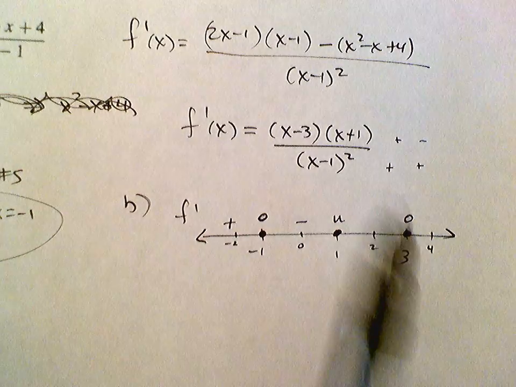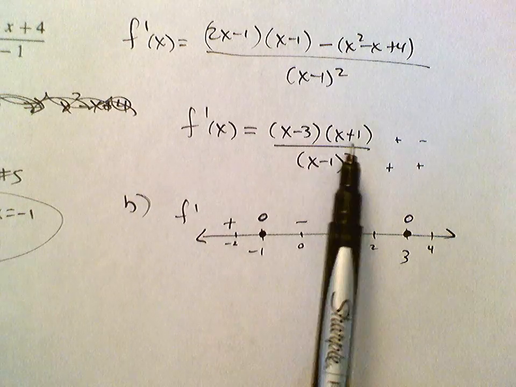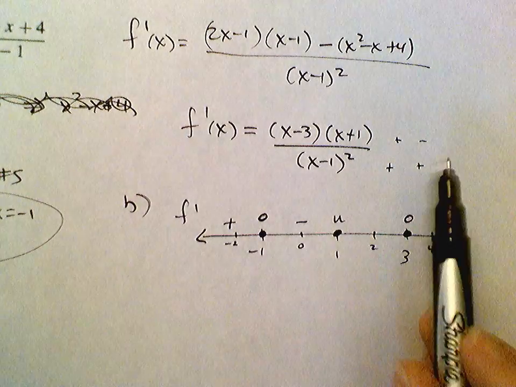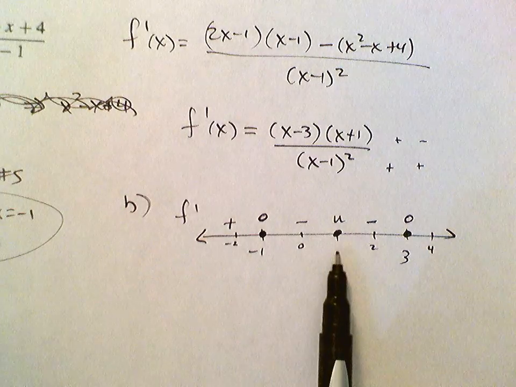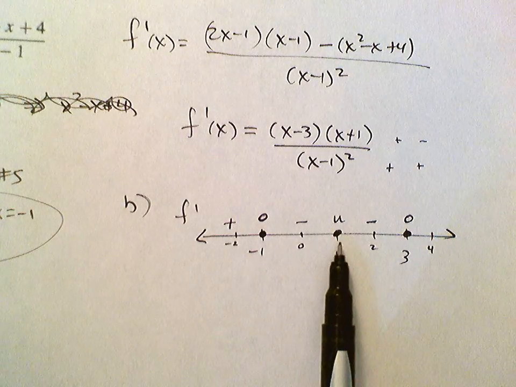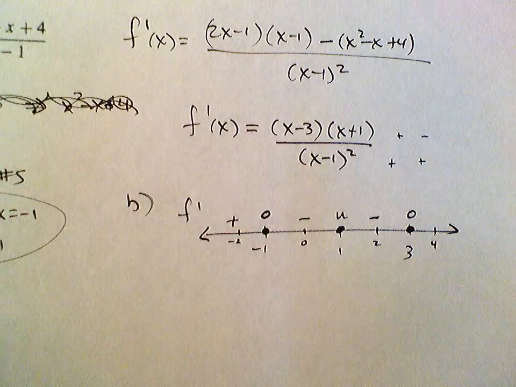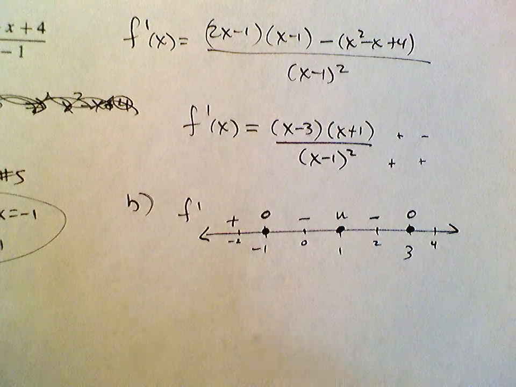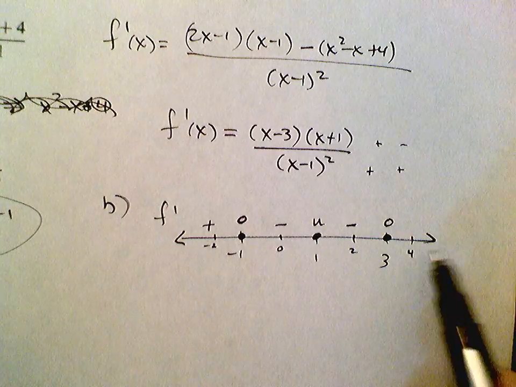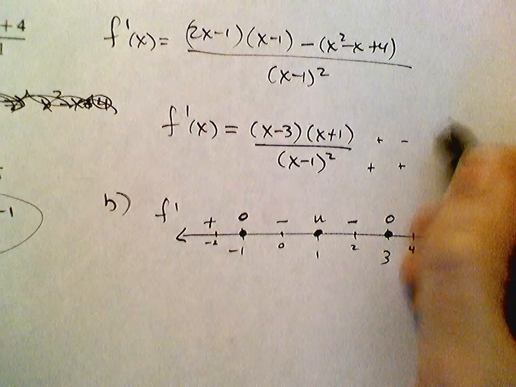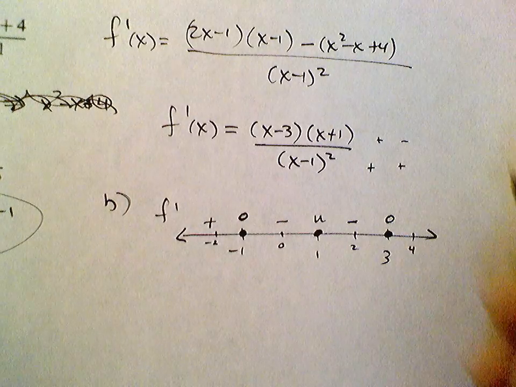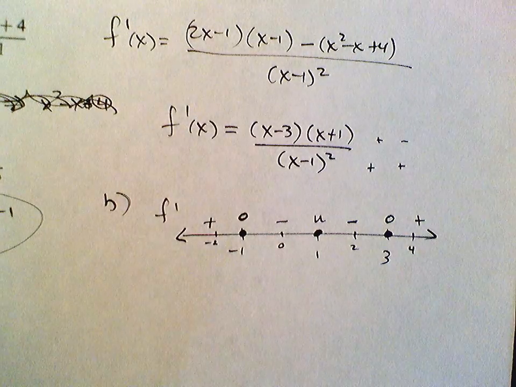Plugging in 2, we get a negative and a positive. So that's going to be another negative. So there was no sign change here, guys. Sometimes the critical numbers are not going to represent any extrema. All right, there was no sign change. And then I plug in 4, and I get positive, positive, positive, positive, so positive there.